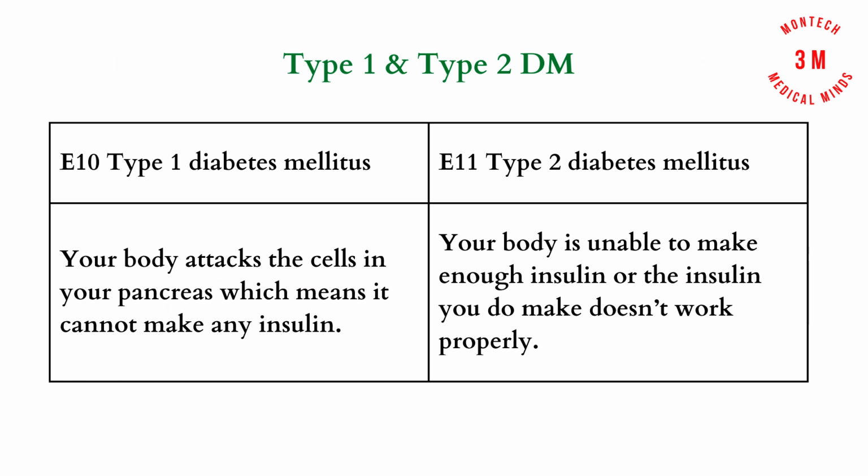E10 type 1 diabetes mellitus. Your body attacks the cells in your pancreas, which means it cannot make any insulin. E11 type 2 diabetes mellitus. Your body is unable to make enough insulin, or the insulin you do make doesn't work properly. Assignment of codes for type 1 and type 2 diabetes is based on the physician documentation and any complications, if any.